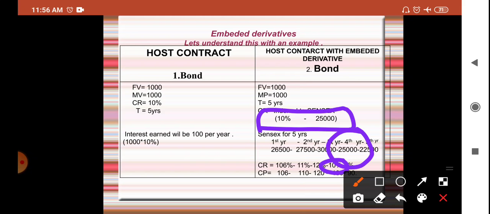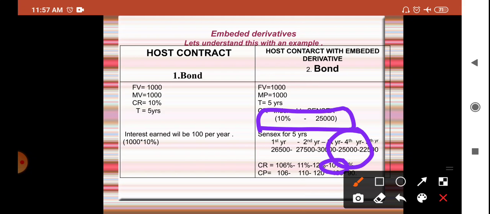So this is the difference between the embedded derivative and the host contract. In the host contract, the interest will be independent, it will not depend upon something else. So whatever they have told while entering into the contract, that is 10% means 10% in every year, it will not be changing. But embedded derivative with host contract, it will be depending upon something else.